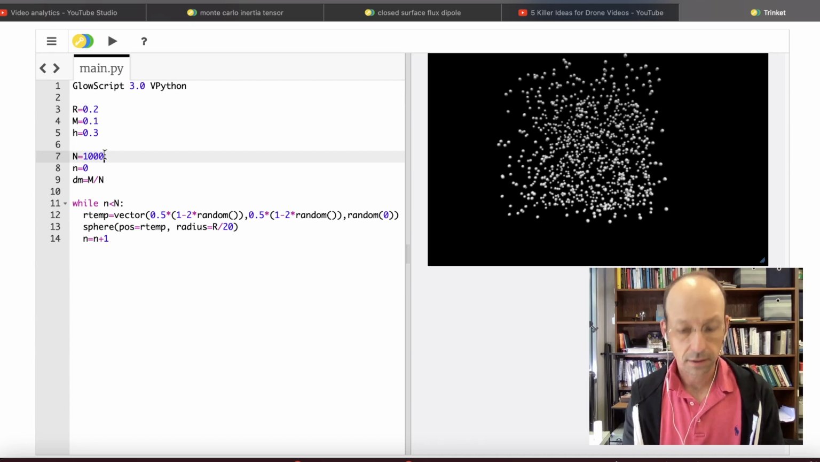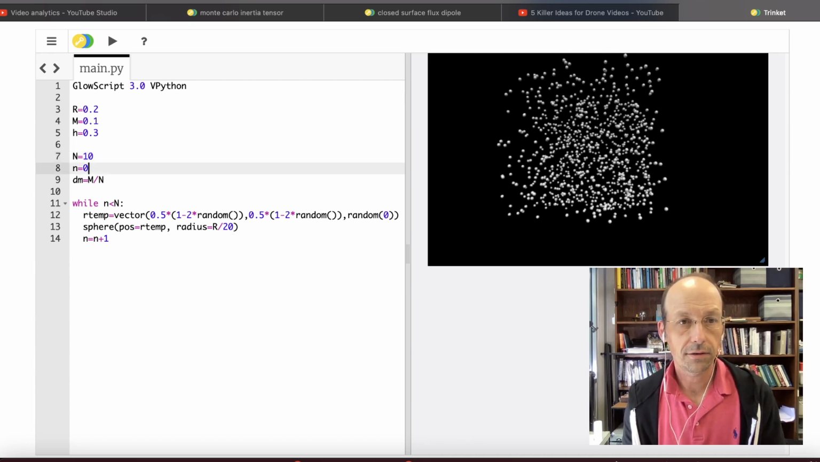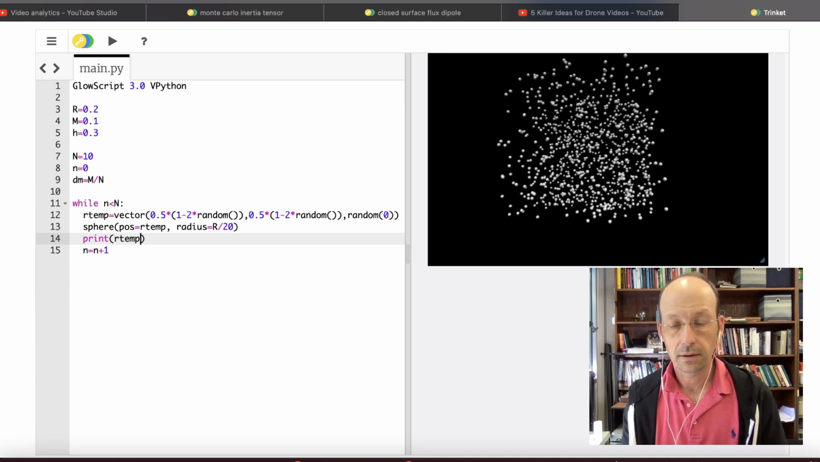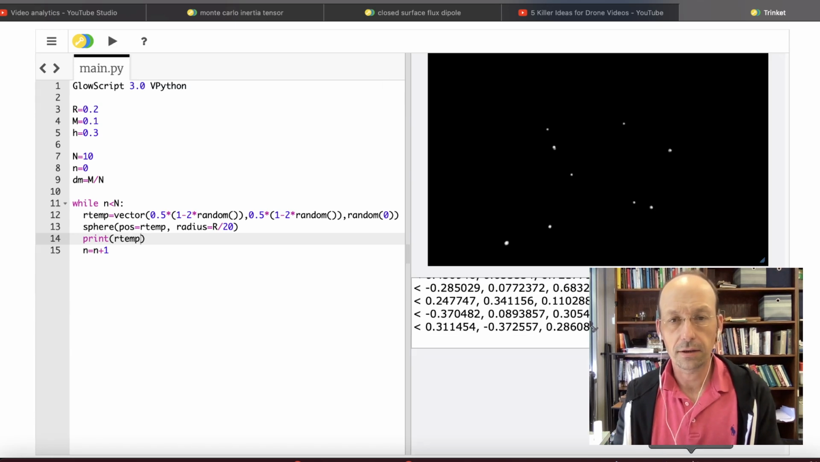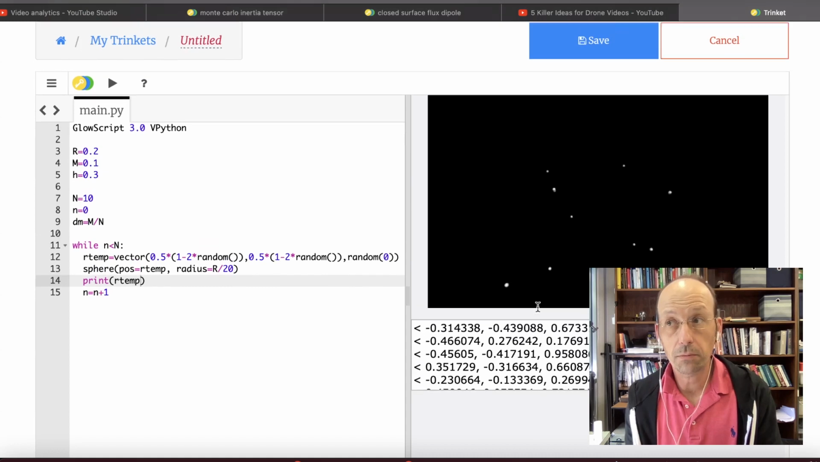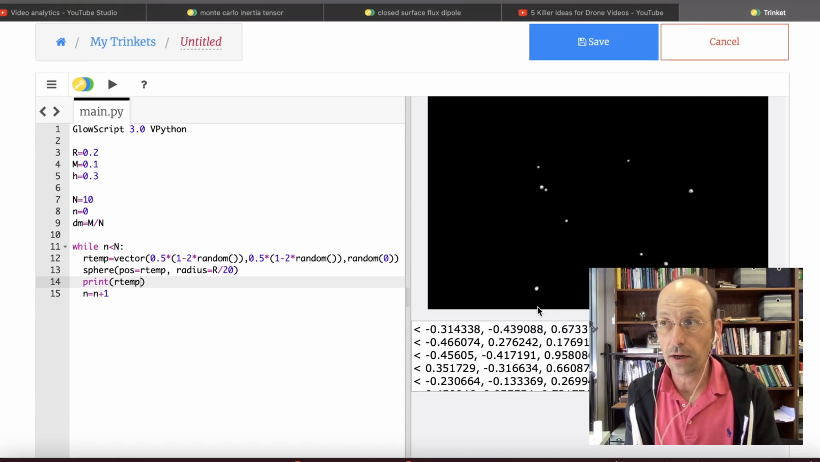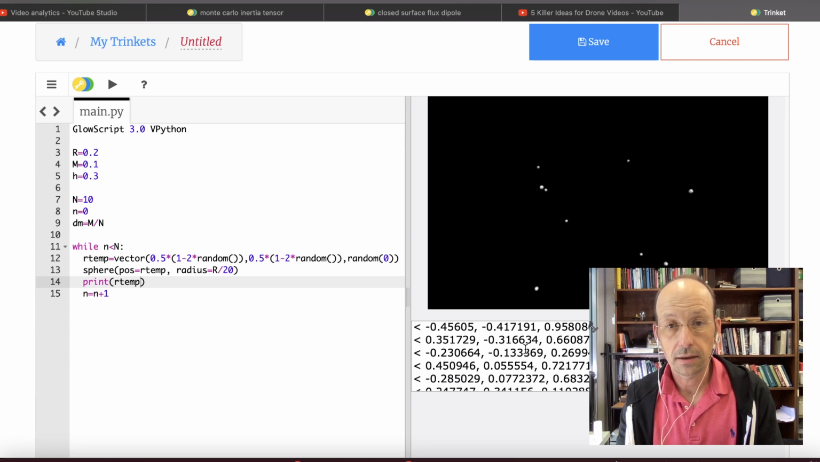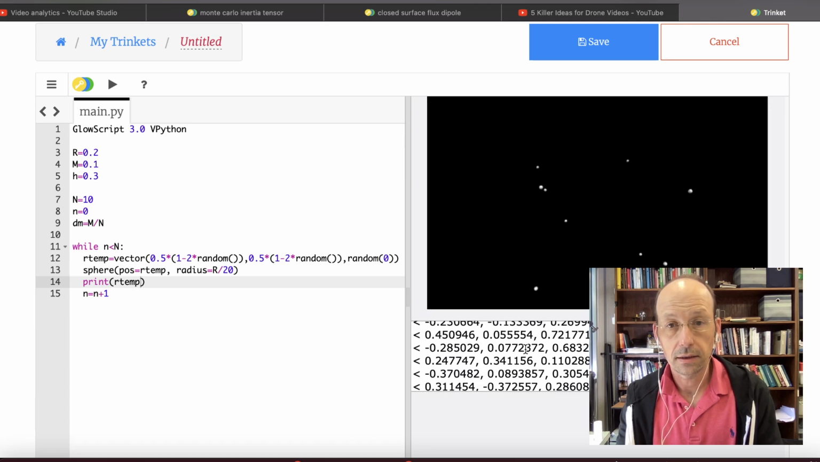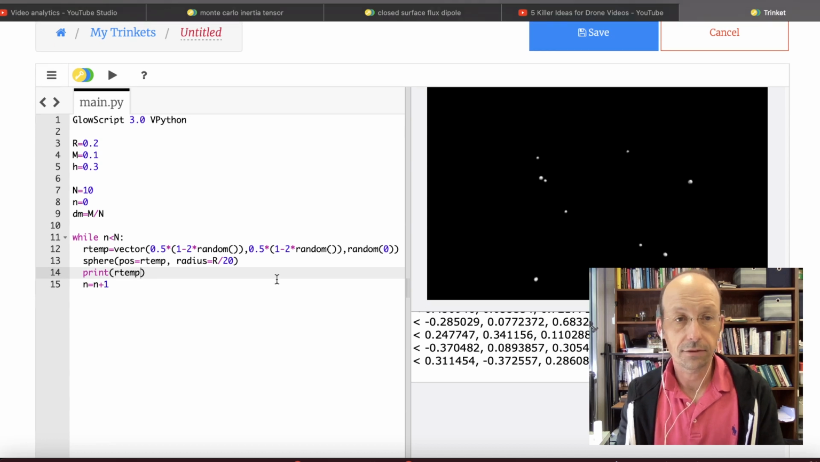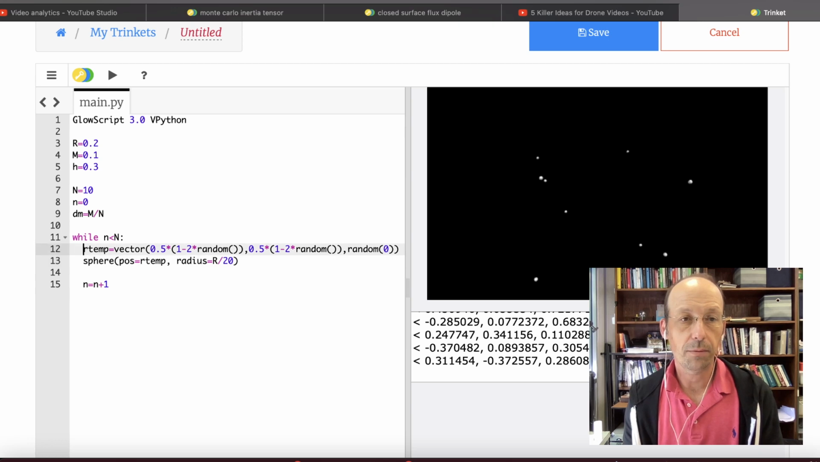Let's just double check. Let's just print r temp and see what we get. I'm just double checking here. Okay, so I want my x and my y's between negative 0.5 and 0.5, and my z between 0 and 1. So just double checking. Yeah. Okay, I think it's good. Now, I didn't want to print 100 of those, so let's go back to 1,000.